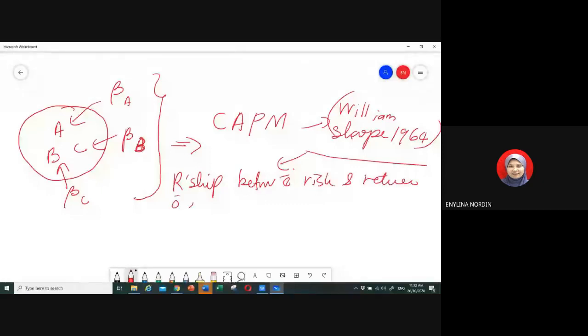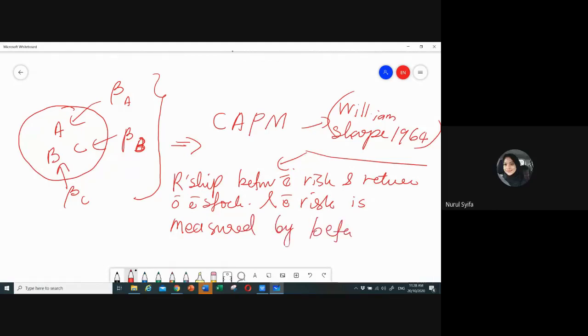Okay, and the risk is no longer measured by variance and standard deviation. Instead, the risk is what? Now it's measured by, what is it? By beta. Okay, that is more relevant to the market, which is, in other words, it is actually measuring the systematic risk.